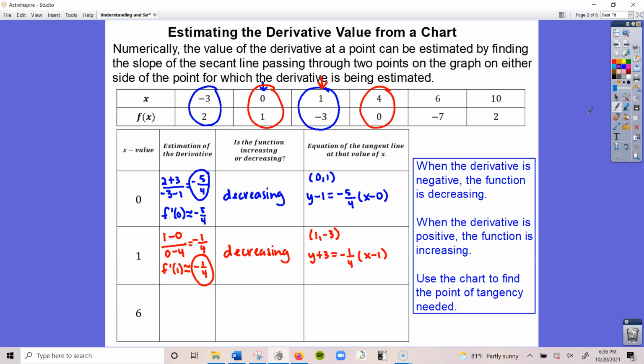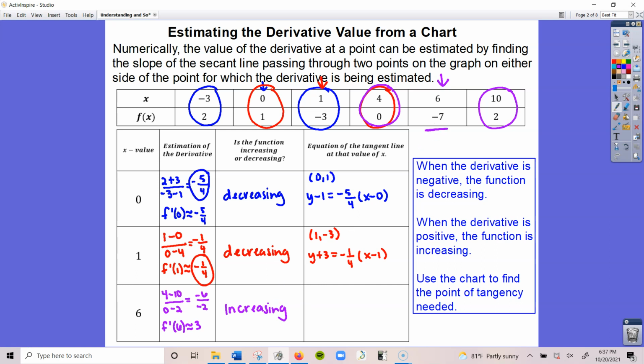Last one, we want to estimate the derivative at x is equal to 6. So now we're focused on this point, meaning we're going to use the points on either side to find that slope. So y2 minus y1, 4 minus 10, over 0 minus 2. 4 minus 10 is negative 6, and 0 minus 2 is negative 2. So my estimate for f prime of 6 is going to be negative 6 divided by negative 2, which is 3. Since my derivative is positive, that means that my function is increasing.